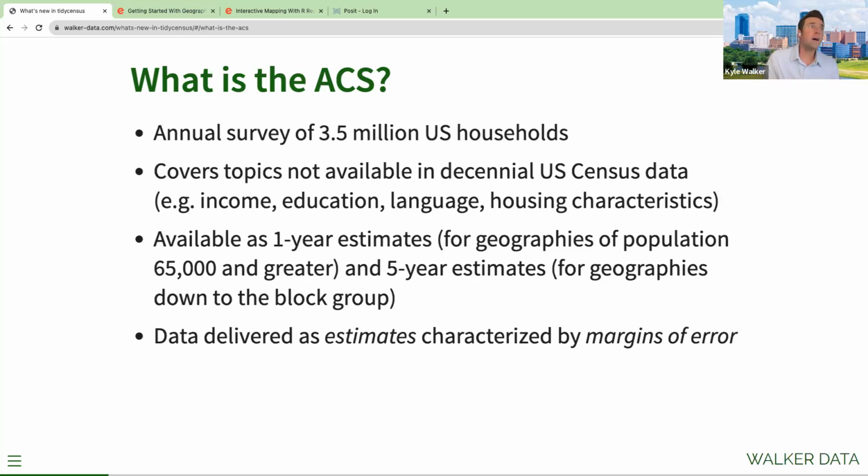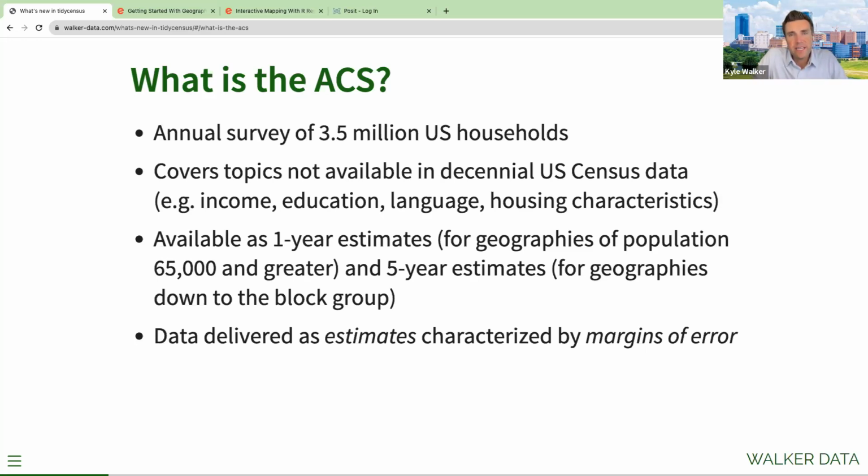is information about topics that aren't covered in the decennial census. So income, education, housing characteristics, language, industry, occupation, many, many more topics than that. The ACS is going to be the first place that you want to go for the best and most comprehensive public data on these detailed characteristics of the US population.